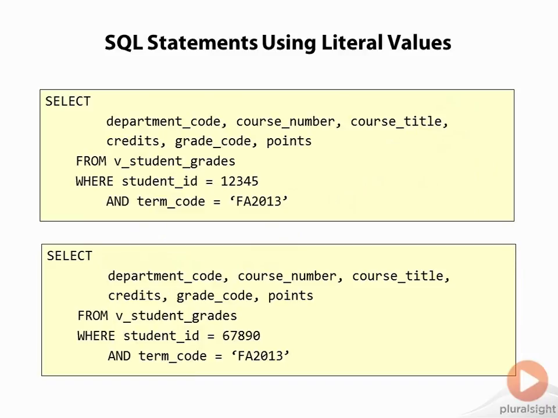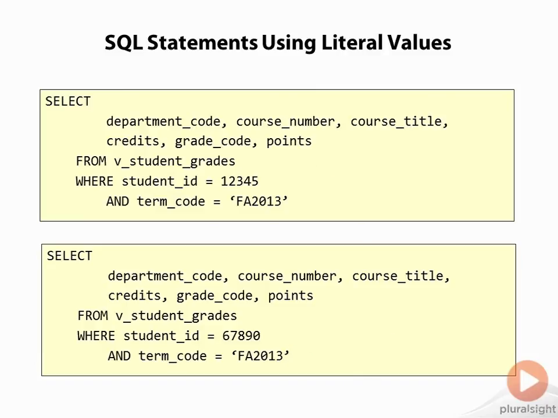Consider the two SQL statements shown on the slide. Once again, each of these statements is querying the view to get student grades for a particular semester, in this case the fall of 2013. The only difference is that they are querying the grades for two different students. The query on the top is getting the grades for student 1, 2, 3, 4, 5, and the query on the bottom is getting the grades for student 6, 7, 8, 9, 0.